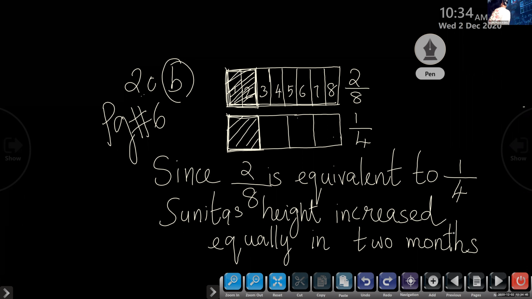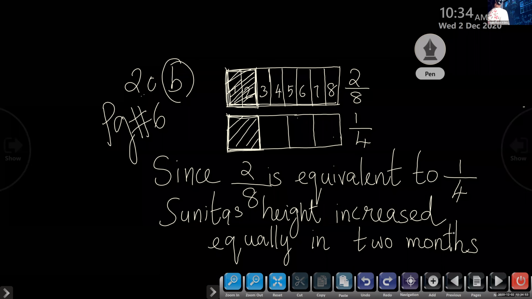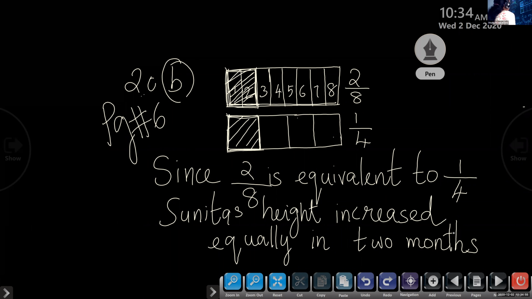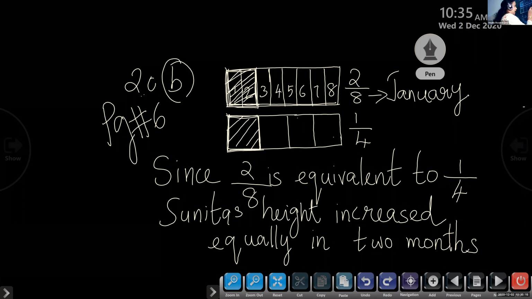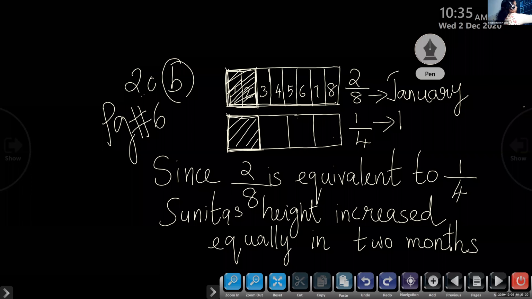Okay. So children, here we can easily identify from the picture 2 by 8 and 1 by 4, they are equivalent. So what is that meaning? Sunita's height is increasing in both the months, January and February. So 2 by 8, she increased in the month of January. January she increased 2 by 8 height. And 1 by 4 she increased in which month? That is February.